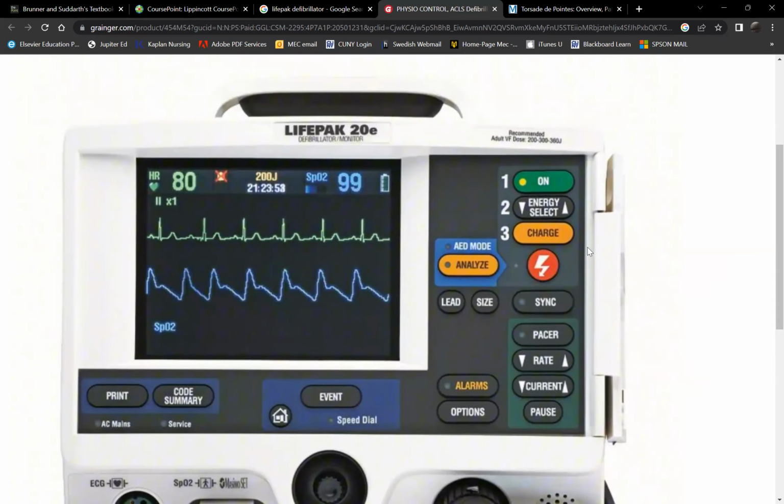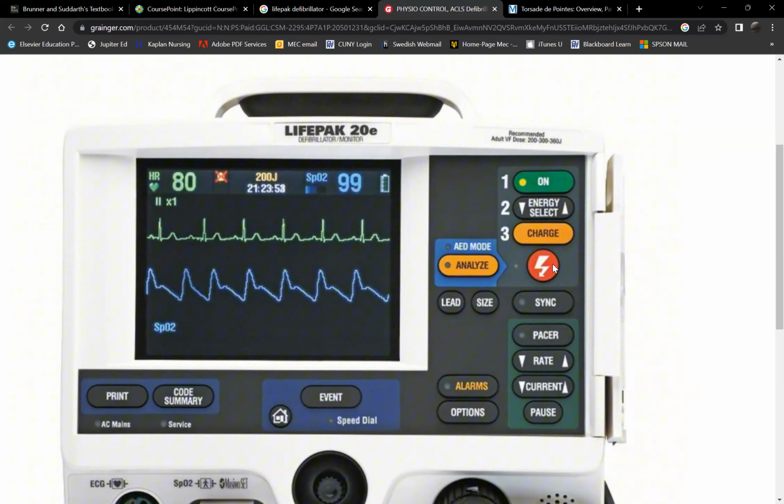So I have the pads on. I see what two rhythms are shockable. Either pulseless VTAC or VFib on the monitor. What will I do? Charge. And the machine will deliver the shock. So the shock is delivered when? As soon as you press the button. As soon as you press this shock button, it will give the shock. No delay. Press it.